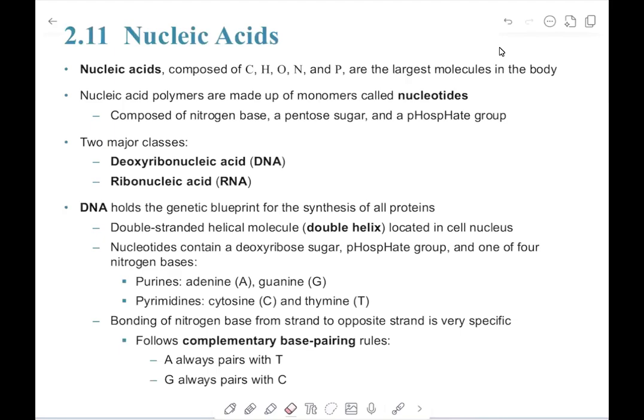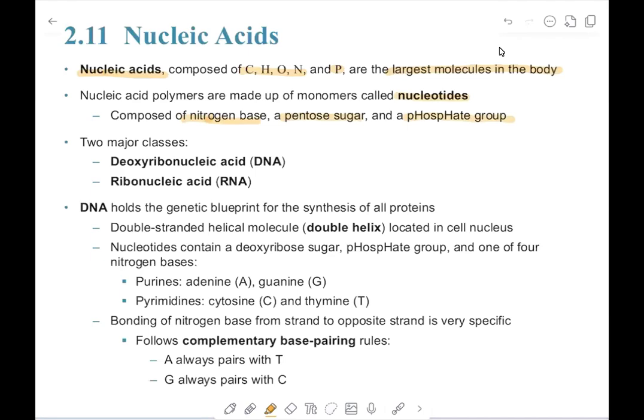The last section of the organic molecules chart is on nucleic acids. They are composed of carbon, hydrogen, oxygen, nitrogen, as well as phosphorus. As well, they are the largest molecules in the body. Nucleic acid polymers are made up of monomers, which are called nucleotides, and they contain a nitrogen base, a pentose sugar, which is either going to be deoxyribose or ribose, as well as a phosphate group.